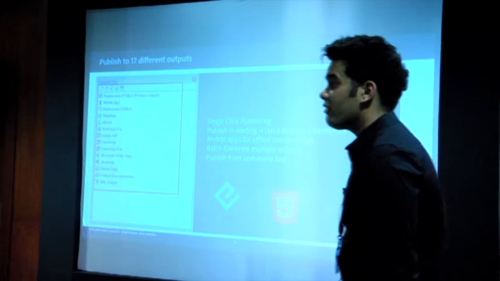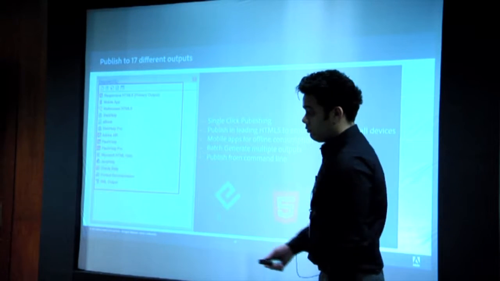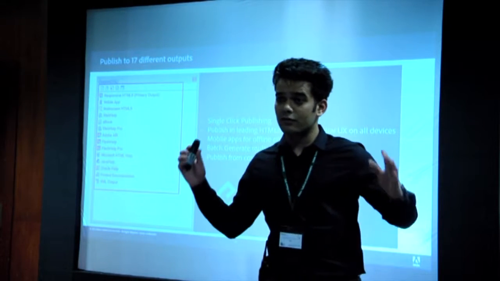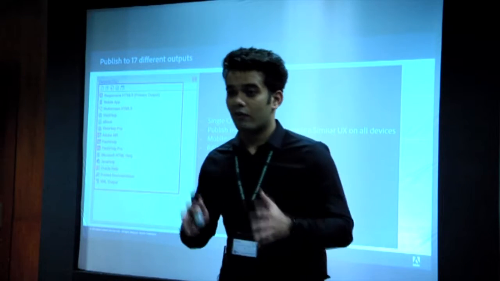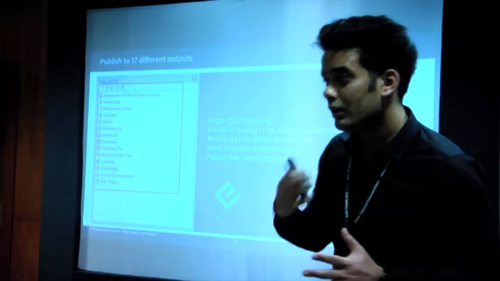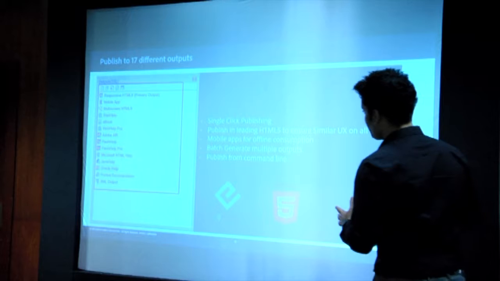So HTML5 gives you the flexibility that the output you generate from RoboHelp itself scales to the respective dimension of that device, so that users get to consume that particular piece of information and don't face any readability issues.